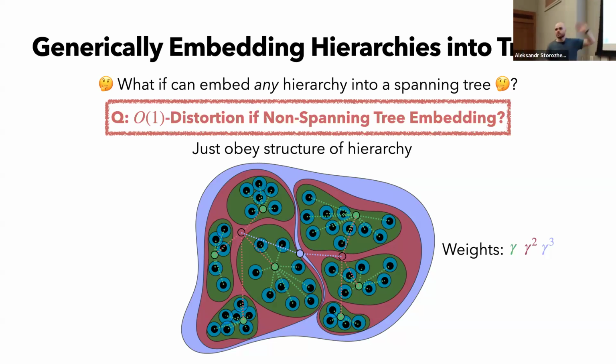So it's trivial to put very good embeddings into trees if you don't require that they be spanning trees of the original graph. So this should make us hopeful. On the other hand, which makes us not hopeful, is that if you want to obey the structure of the hierarchy, in the sense that the graph induced by your tree on any one part should be connected, similar to here, then there's no hope for trees that are supposed to be spanning trees.